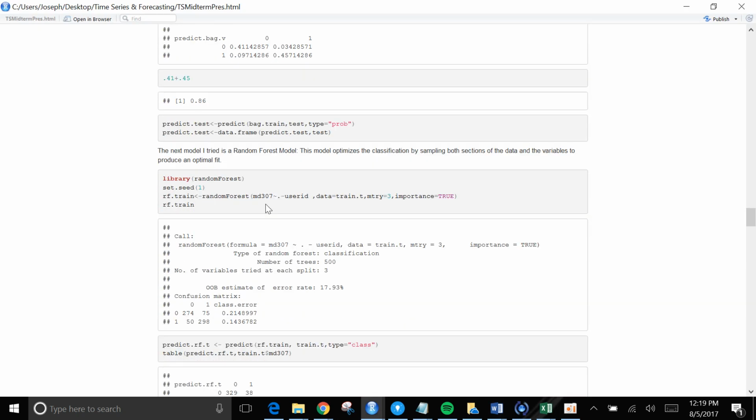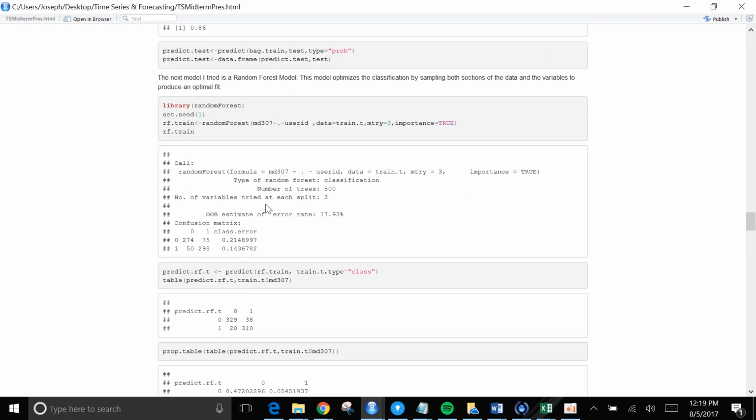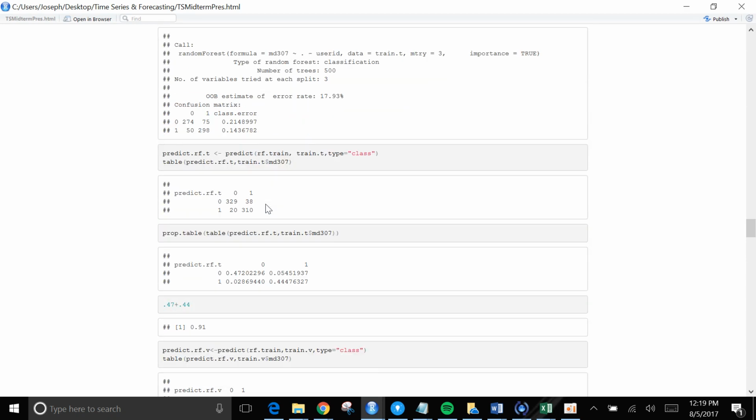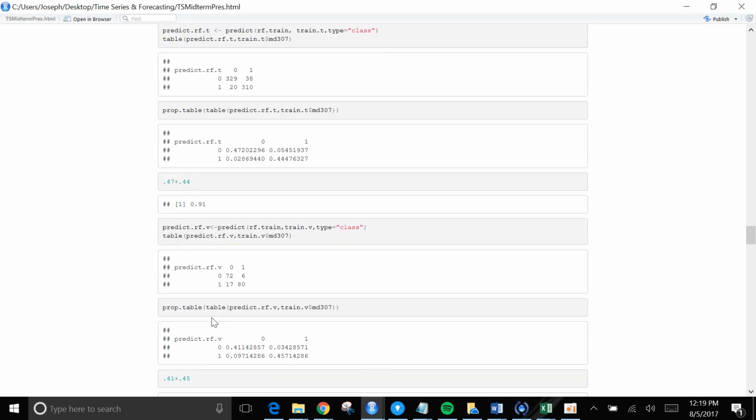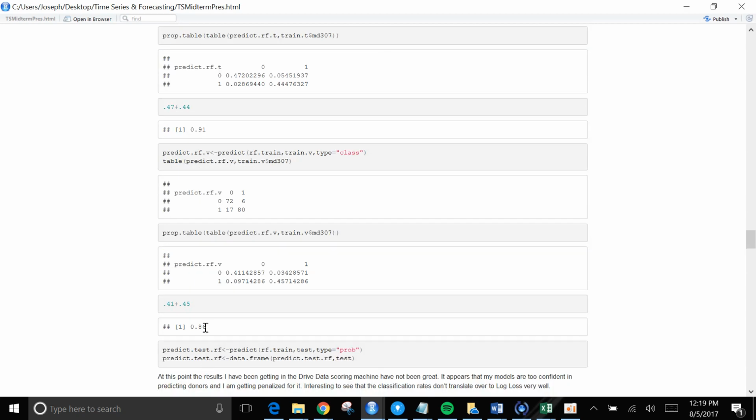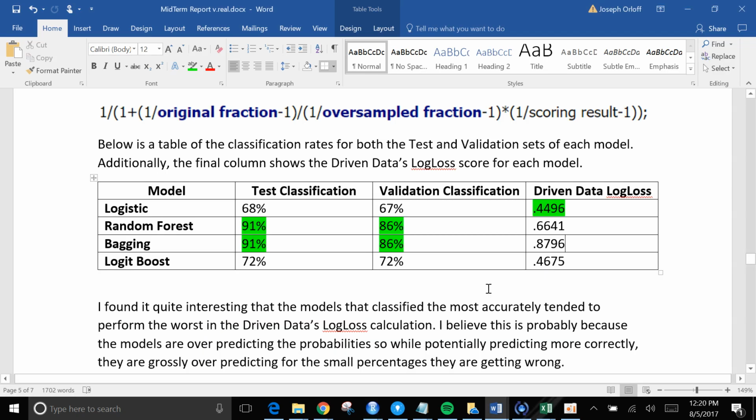The next model I ran was an actual random forest algorithm. So instead of just sampling the population like the bagging model, I'm now sampling the population and the variables being included in the different iterations. I think, due to the fact that there's not a ton of variables in this data set, we produced the same classification rates with the random forest model as we did with the bagging model. But as you'll see here, the random forest model performed a lot better than the bagging model from a log loss perspective.